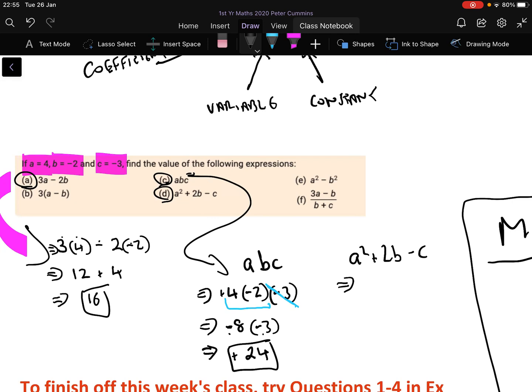So a squared, what they're saying there, a is 4. So I'm subbing in for a. 4 squared plus 2 times, what's b? Minus 2, minus c. So c is minus 3. So don't forget there's 2 minuses there. Minus up here in the expression and minus there as well. Okay, so I'm just subbing in. I'm going to work some of it out. 4 squared, 4 by 4, it's going to be 16. 2 by 2 is 4, and the signs are different, so it's going to be minus 4. And because I have a minus by a minus, that's going to change to a plus 3.